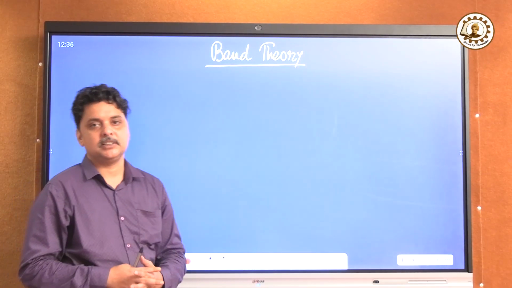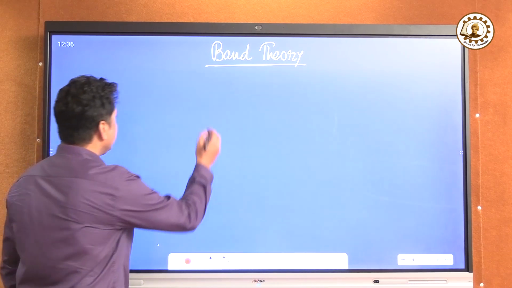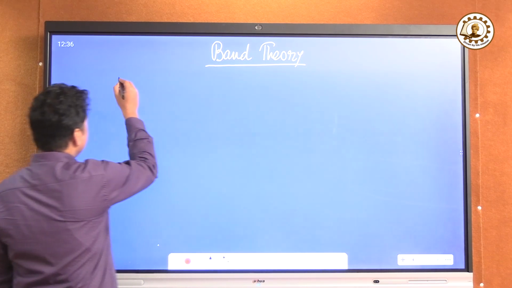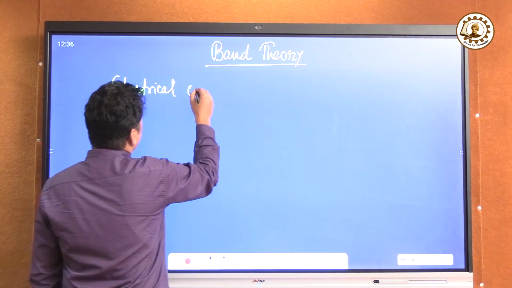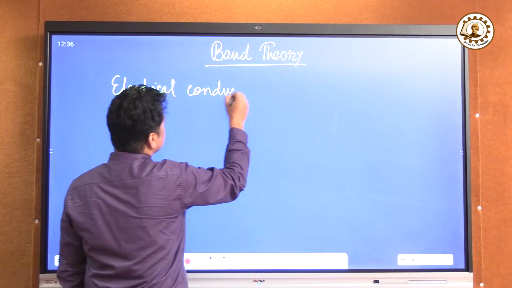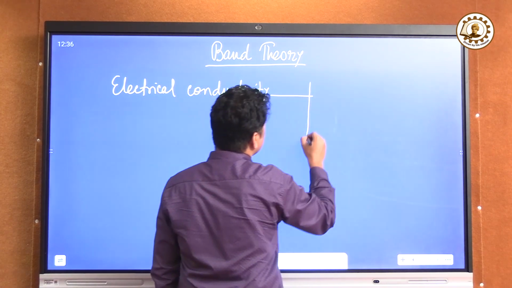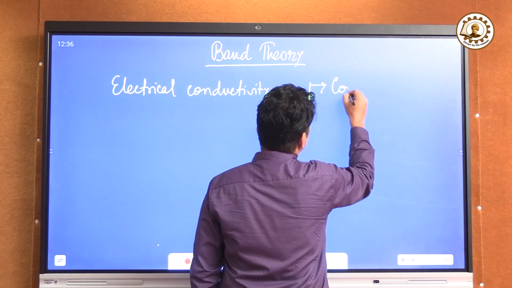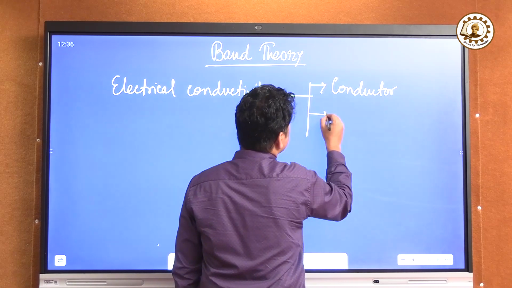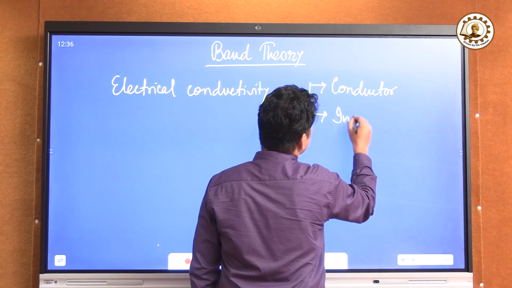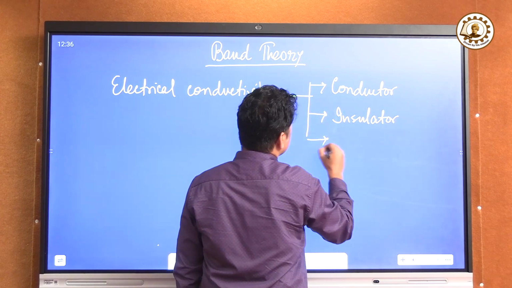Good afternoon, students. Today we'll be talking about band theory. So in band theory, what do we talk about? We talk about the electrical conductivity of solids. This could be a conductor, an insulator, or a semiconductor.